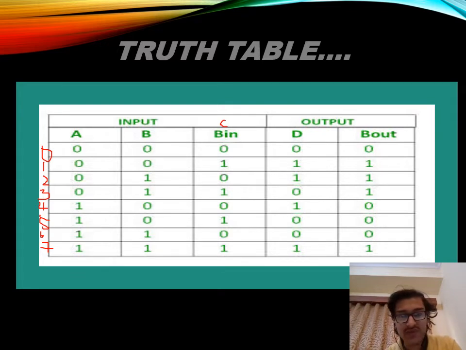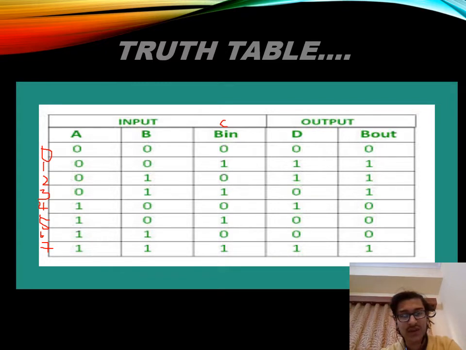Fourth, we will take a equal to 0, b equal to 1 and c also equal to 1. So the difference will be 0 and borrow equal to 1. How? 0 minus 1, we have to take a borrow, so we will write the borrow here as 1, and 0 minus 1 in binary terms is 1. But 1 minus 1 is 0, so we will get difference equal to 0.